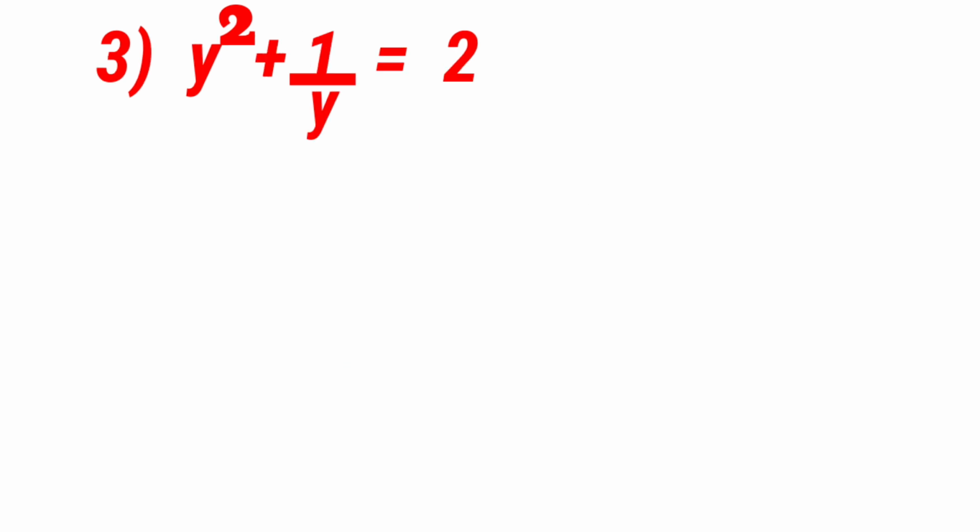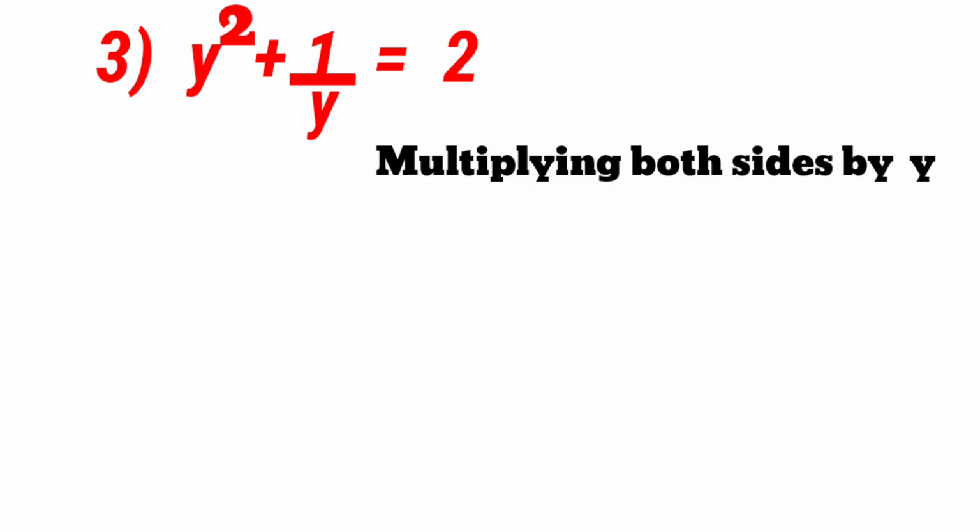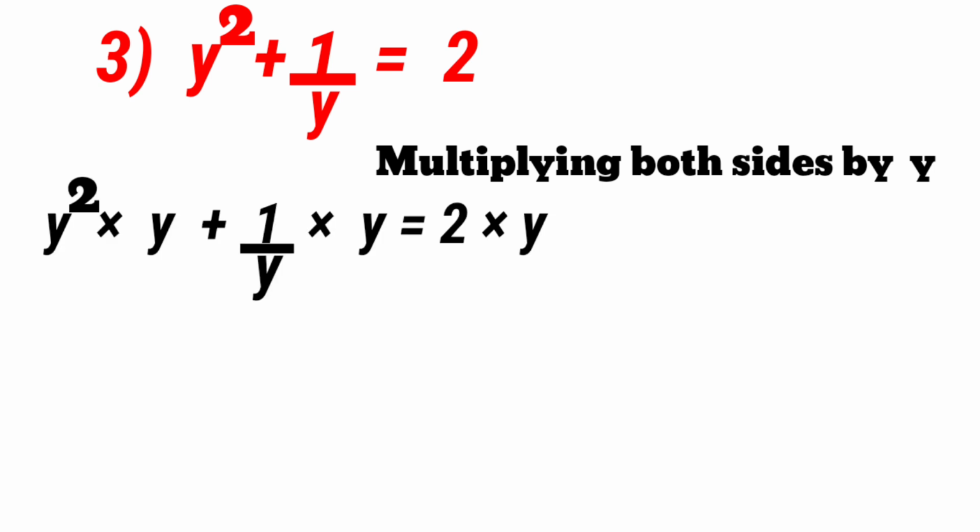Y square plus 1 upon y is equal to 2. Write it in general form of ax square plus bx plus c is equal to 0. Multiplying both sides by y. Y square times y plus 1 upon y times y is equal to 2 times y. In second term, 1 upon y times y, y cuts it.